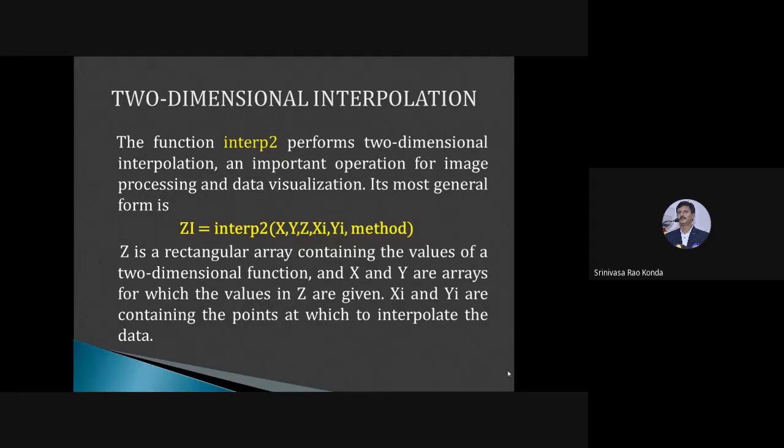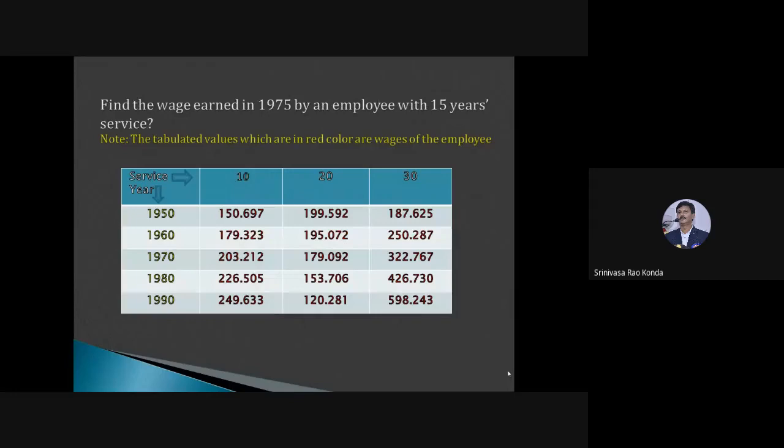Okay, the same example I am taking here. Find the wage earned in 1975 by an employee with 15 years service. Here 10 years service, 20 years, 30 years. In 1950 the salaries are like this, 1960 salaries are like this, 1970 wages are like this, 1980 wages are like this. Now I want to interpolate the salary in 1975 with 15 years experience. This is called two-dimensional interpolation.